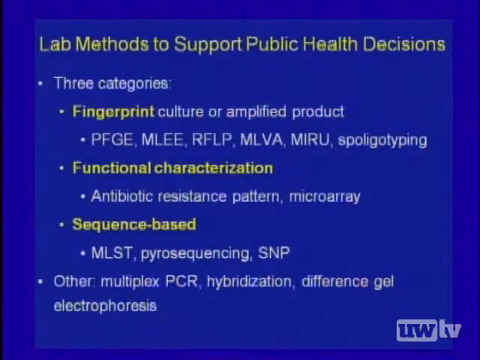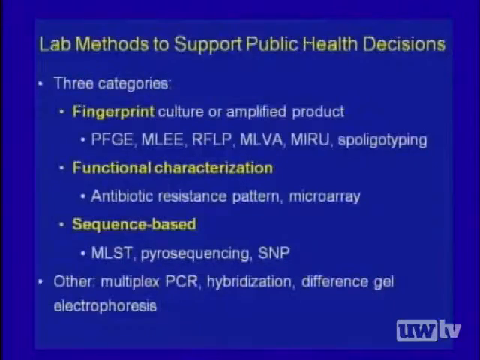The ones that we use a lot in public health are pulse field gel electrophoresis, PFGE. We don't use multi-locus enzyme electrophoresis anymore. Restriction fragment length polymorphism, RFLP. I think a lot of people have thought that it had died a death, but in fact, you will still see new methods in which they're using RFLPs. MLVA, MIRU, spoligotyping. I will not talk about MIRU or spoligotyping, but I will talk a little more about MLVA, but there are new ones coming online all the time.